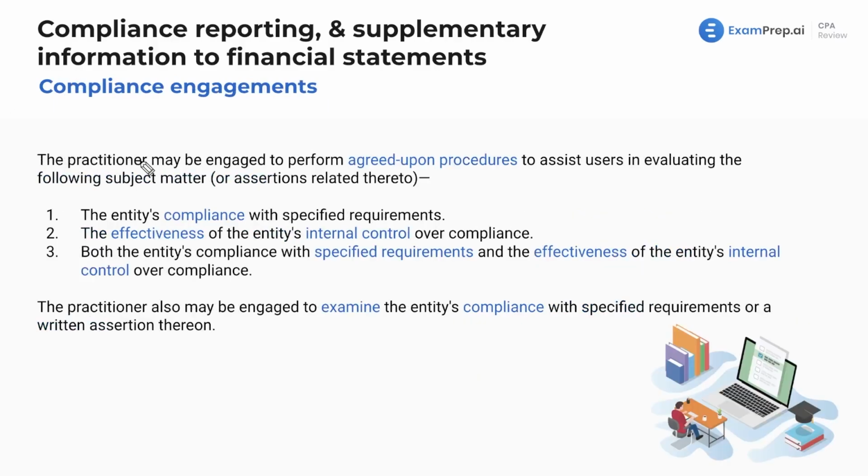Seeing here, the practitioner may be engaged to perform agreed-upon procedures to assist users in evaluating the following matters. We talked about this: agreed-upon procedures to assess compliance, and the effectiveness of the entity's internal control over compliance. Taking a note here, generally we'll see assess the entity's financial statements and then the effectiveness of their internal control over financial reporting. So that's very much a similarity there when we have audits and integrated audits possibly. Both the entity's compliance with specified requirements and the effectiveness, so 1 and 2.